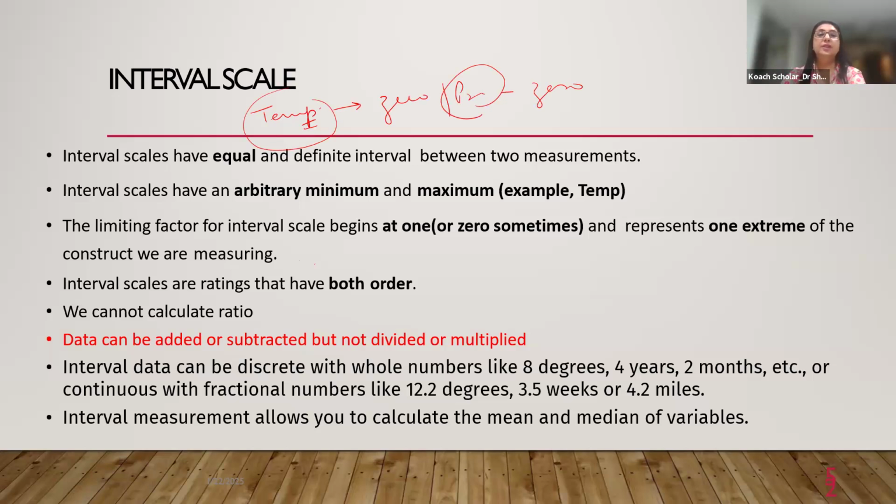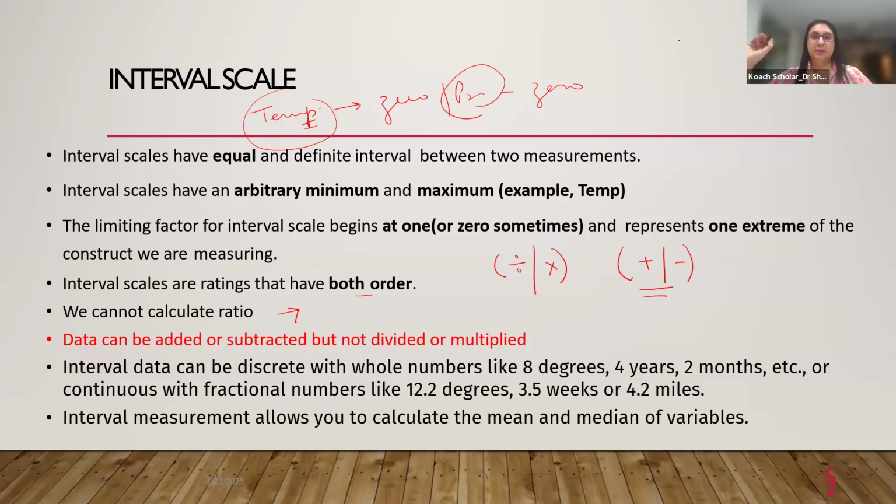The limiting factor for interval scale begins at 1 or 0 and represents one extreme of the construct we are measuring, and these are ratings that have order. We cannot calculate the ratio. Here again, you cannot perform division and multiplication. However, you can talk about plus and minus.